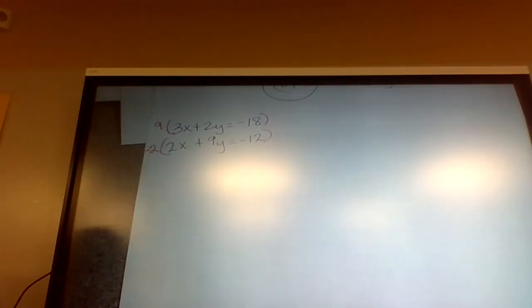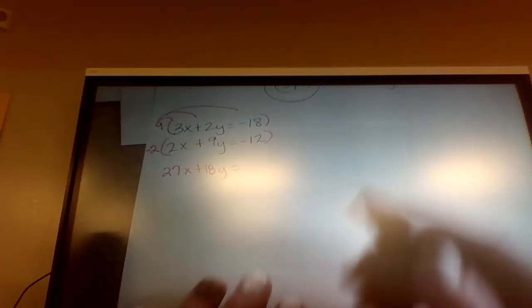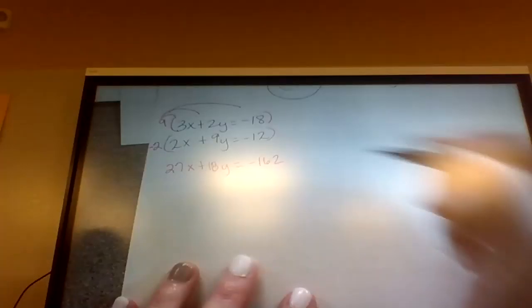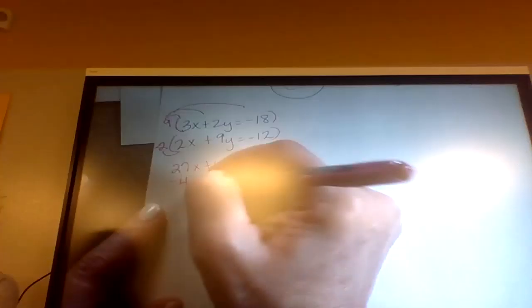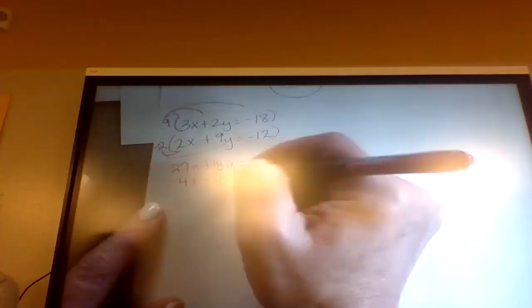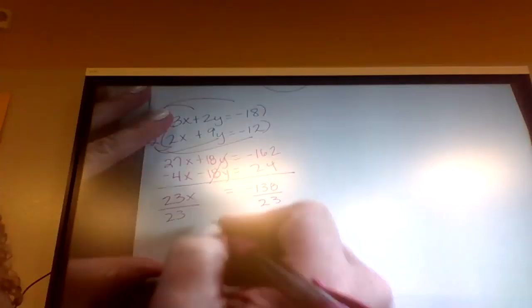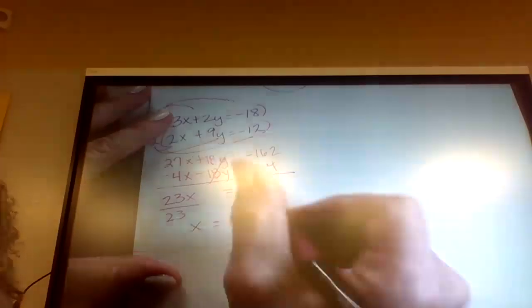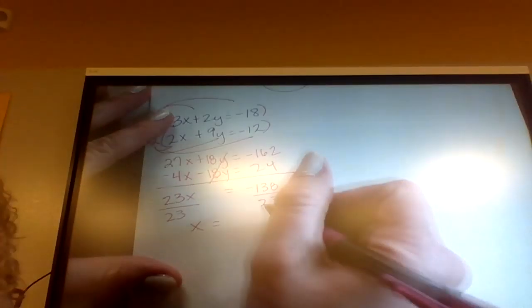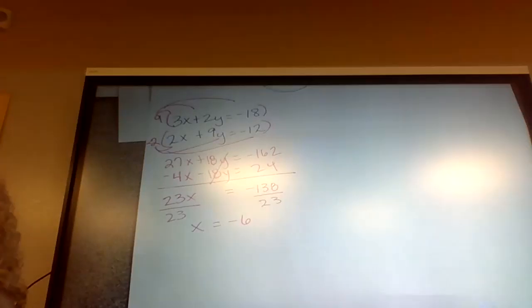That's going to work out. So that's going to be 27x, let's see. So negative, all right. So that's going to be a negative 4x minus 18y equals a positive 24. What's 27 plus negative 4x? 23x. These cancel out. And what does x equal? Negative 6.